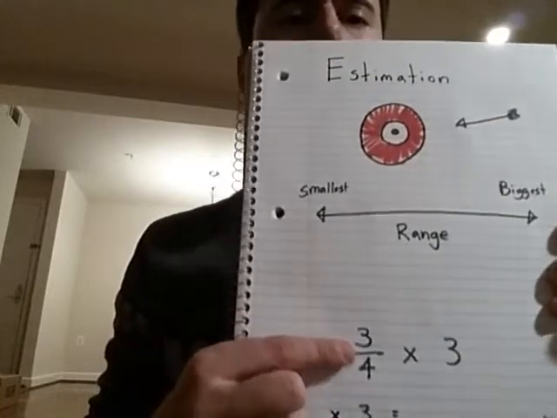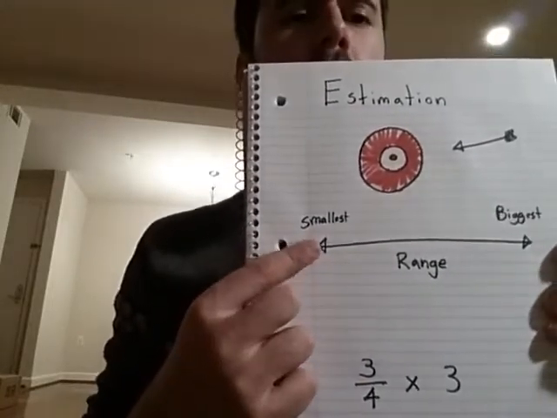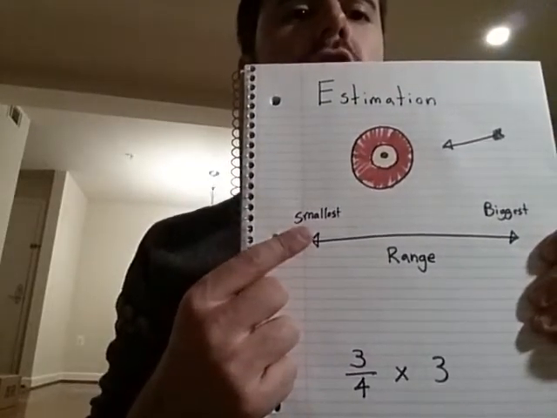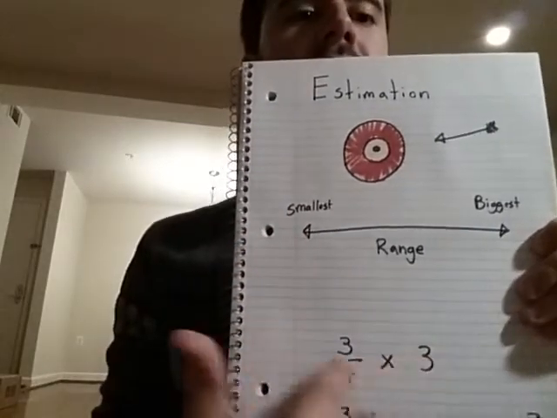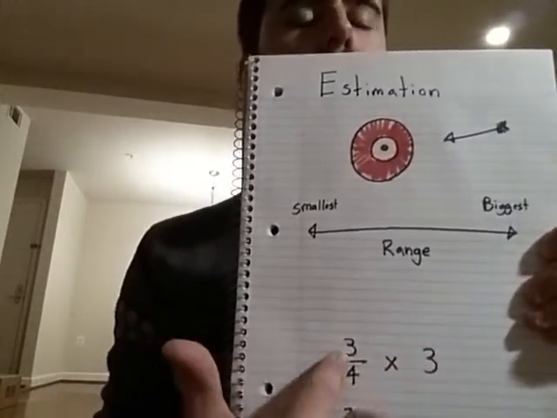All right, so here's what we can do. We're going to go ahead and underestimate. We're going to find out the smallest possible number that this answer, 3 times 3/4, could be.